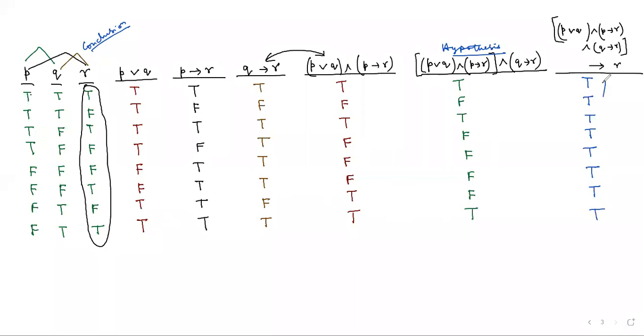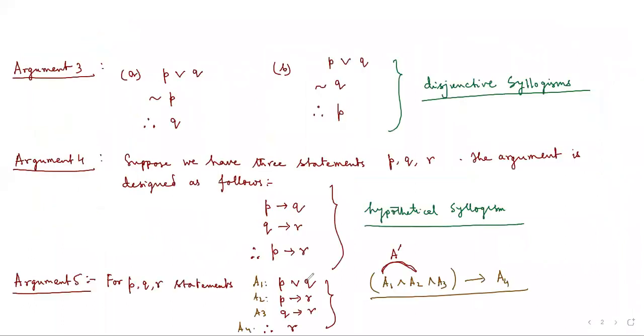And we find that this is a tautology. So therefore, the argument P or Q, P implies R, Q implies R, together imply R. This is a valid argument, and such an argument is known as dilemma. This argument is known as dilemma.